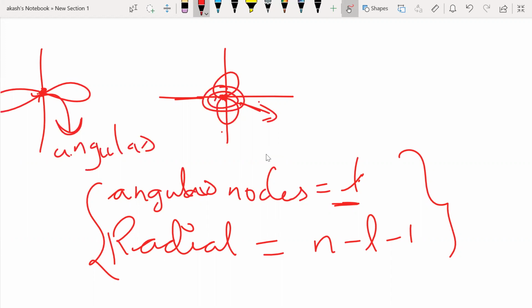For example, you can calculate for 2s. For 2s, I had one radial node. Substituting here, n is equal to 2, L is equal to 0, minus 1. You will see the value as 1. One radial node is present, and obviously there is no angular node for 2s orbitals. So that is about the chapter.